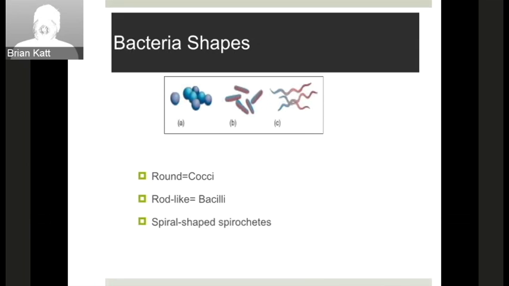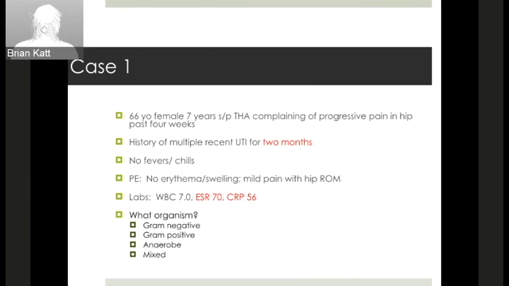So we get cultures, and the gram stain comes back. The microbiologist will look at it under the microscope, and they'll report out gram positive cocci or gram negative rods or gram positive rods. That's important for us because that gives us an idea of what organism this might be and how to treat these individuals. So we'll change gears a little bit.